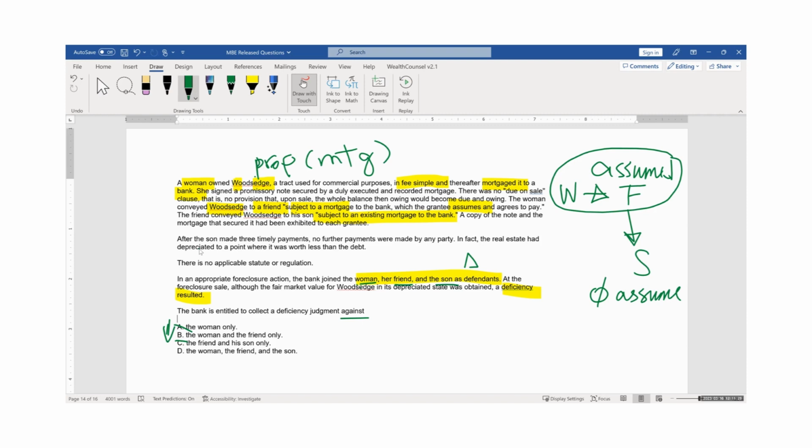Now you are between B and D. Whether or not the son is liable, that's the difference between B and D. So go back to check the fact pattern where it says the son takes subject to. And again, this is where learning your substantive law is very important. When you take subject to a mortgage, you are not taking on responsibility for paying the mortgage. Therefore, you are not responsible for any deficiencies that come out of that mortgage. So the best answer choice and the only answer choice is B.